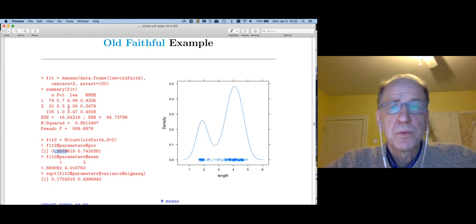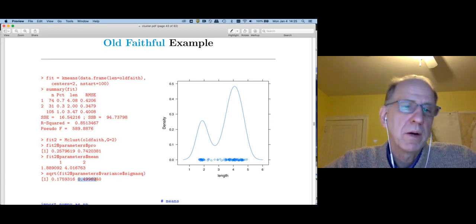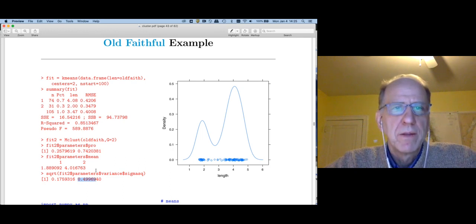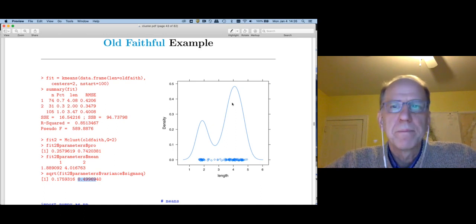There are also issues with these within-cluster standard deviations. K-means estimates the larger within-cluster standard deviation to be 0.42, whereas the Gaussian mixture gives about 0.50. That's probably due to the fact that we have hard assignment, and k-means doesn't account for the long left tail of the right mode.